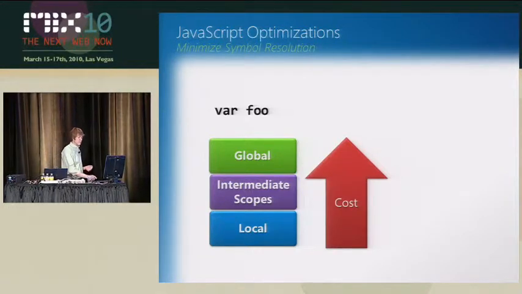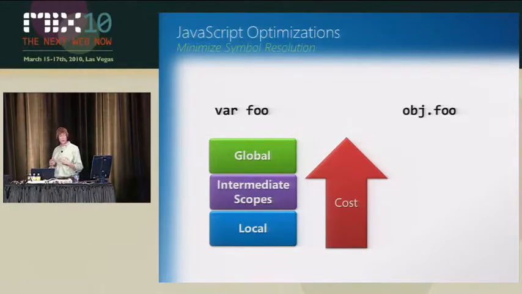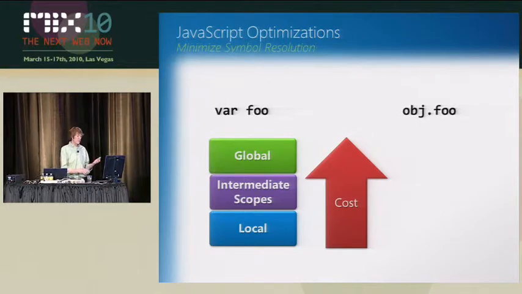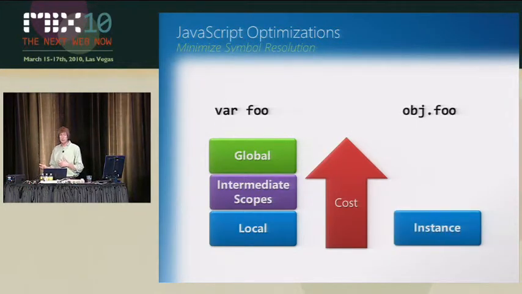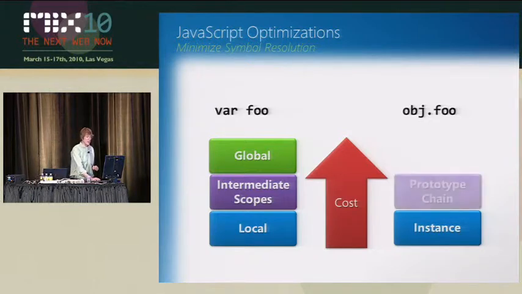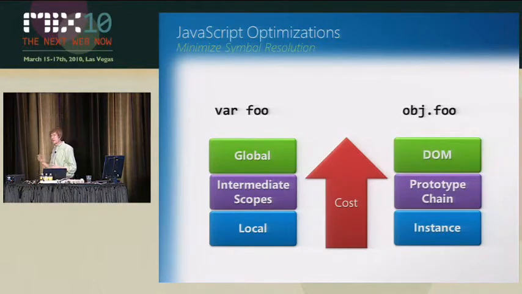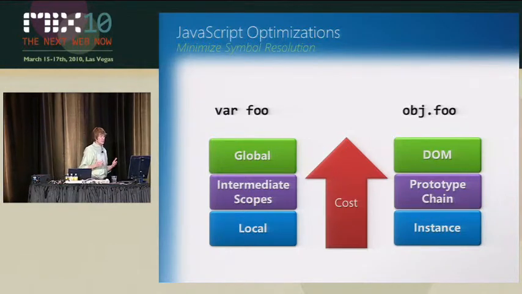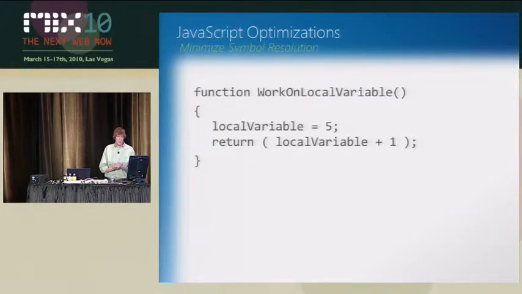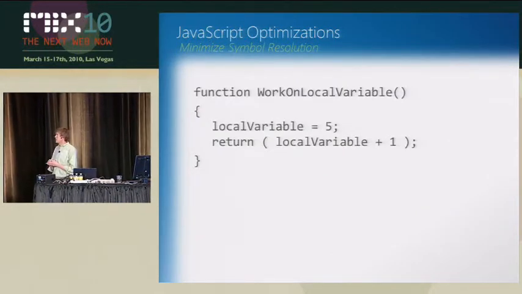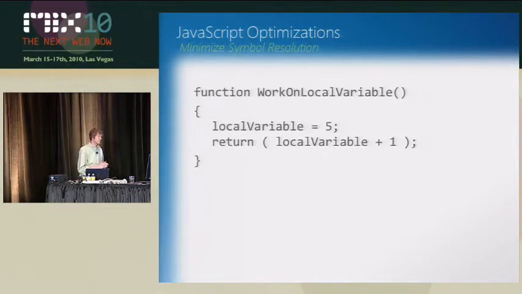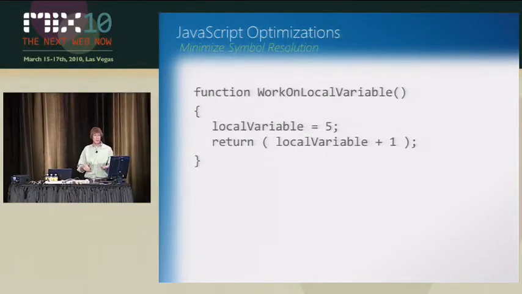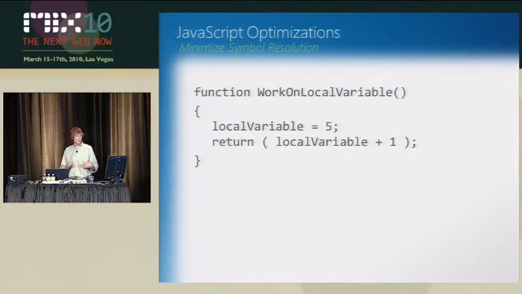This is true for variables, but it's also true for members or instances. In this case, I have an object with a foo member hanging off of it. It's first going to look in the instance of that object. It's then going to work its way up the prototype chain. And then finally, it's going to have to cross over into the document object model if it's unable to find it in the chain. And in some cases, may actually need to create it. Now, let's take a look at two different examples on how to minimize symbol resolution. You can see that I have a function here with a local variable set to 5. And then my return statement is just going to take my local variable and add 1.